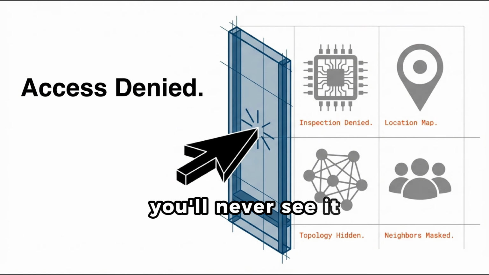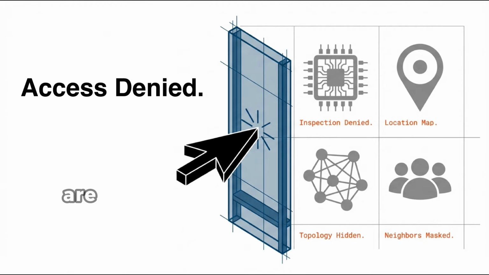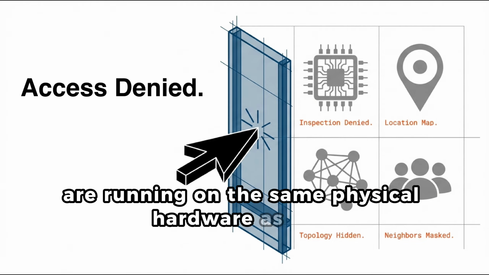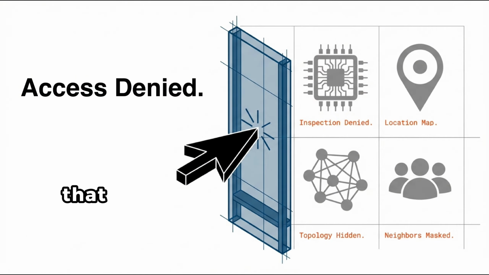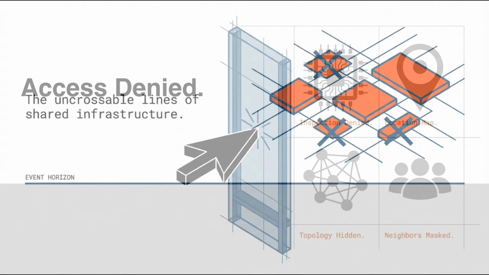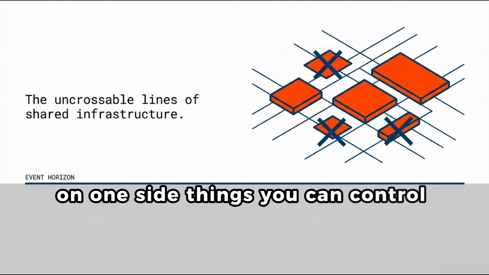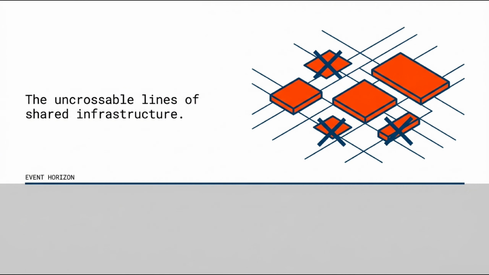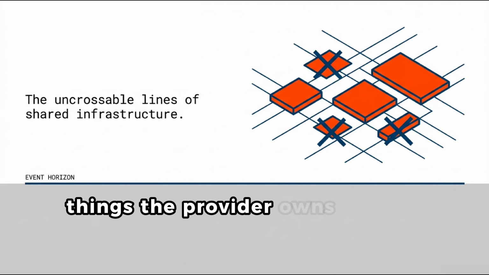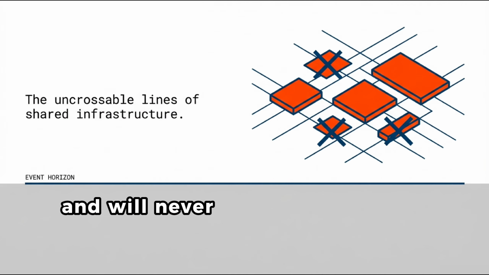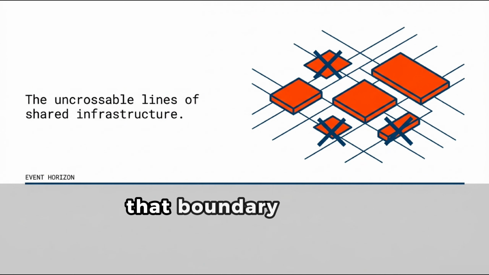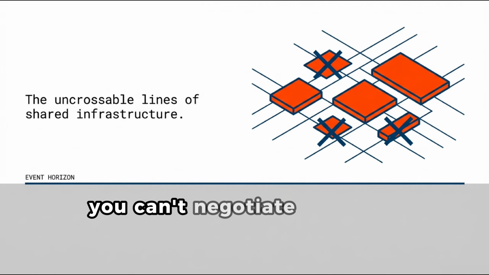You need to physically verify where your data is stored. You'll never see it. You want to know which other customers are running on the same physical hardware as your sensitive workloads. That information doesn't exist for you. There's a hard boundary here. On one side, things you can control, configure, and manage. On the other side, things the provider owns, decides, and will never grant you access to. That boundary is fixed.